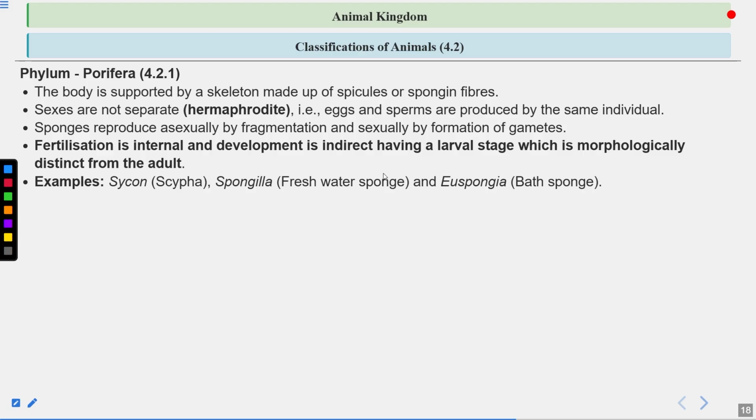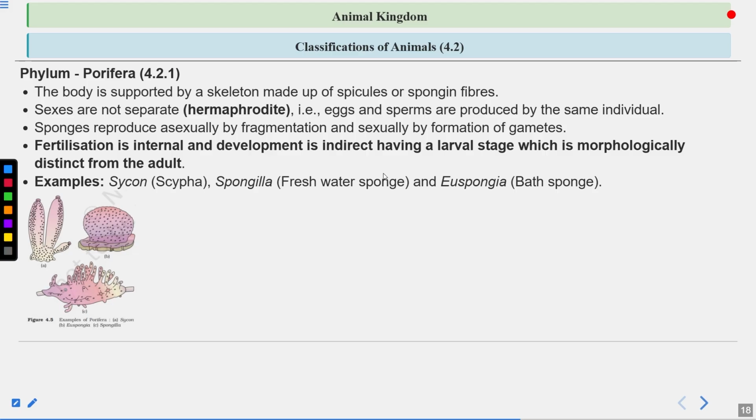Now, if we talk about the examples here, then they have Sycon, commonly called Scypha. They have Spongilla, called a freshwater sponge, and Euspongia, the bath sponge. So here you can see the figure of the different sponges. A is Sycon, B is Euspongia, and C is Spongilla.